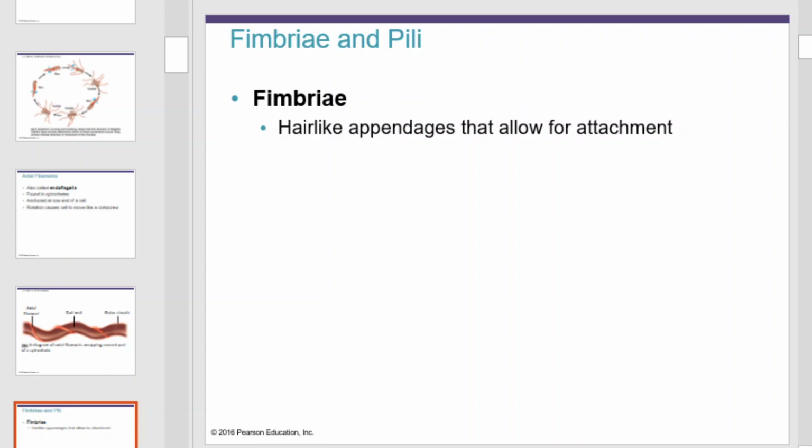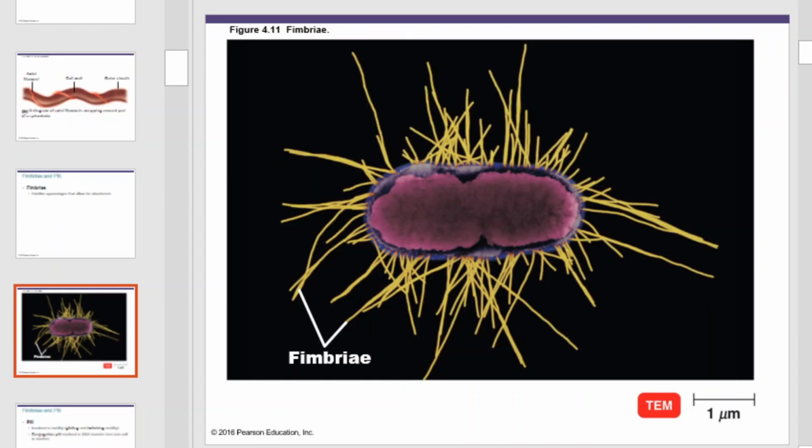Fimbriae and pili. Fimbriae are hair-like appendages that allow for attachment. Structurally, they may appear similar to a flagellum. However, they are not used for locomotion, only attachment. This is an illustration of fimbriae.